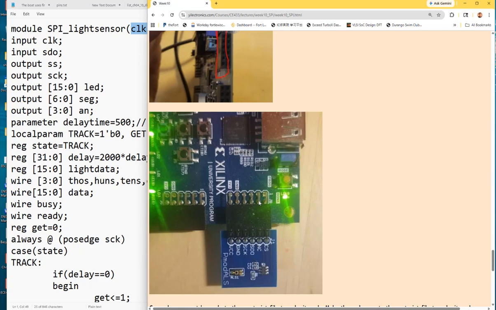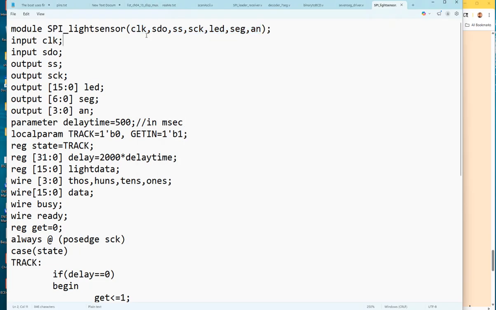For example, let's look at this guy, SDO here. SDO is connected to, for example, JB5. I don't know, I'm just making it up. JB5, for example, right? So you need to go to the constraint file, find JB5 and change the name of it. Change it to SDO. So which one do you prefer? Do you prefer to change the names here to JB5, or do you prefer to change the constraint file names to SDO? Which one do you prefer?